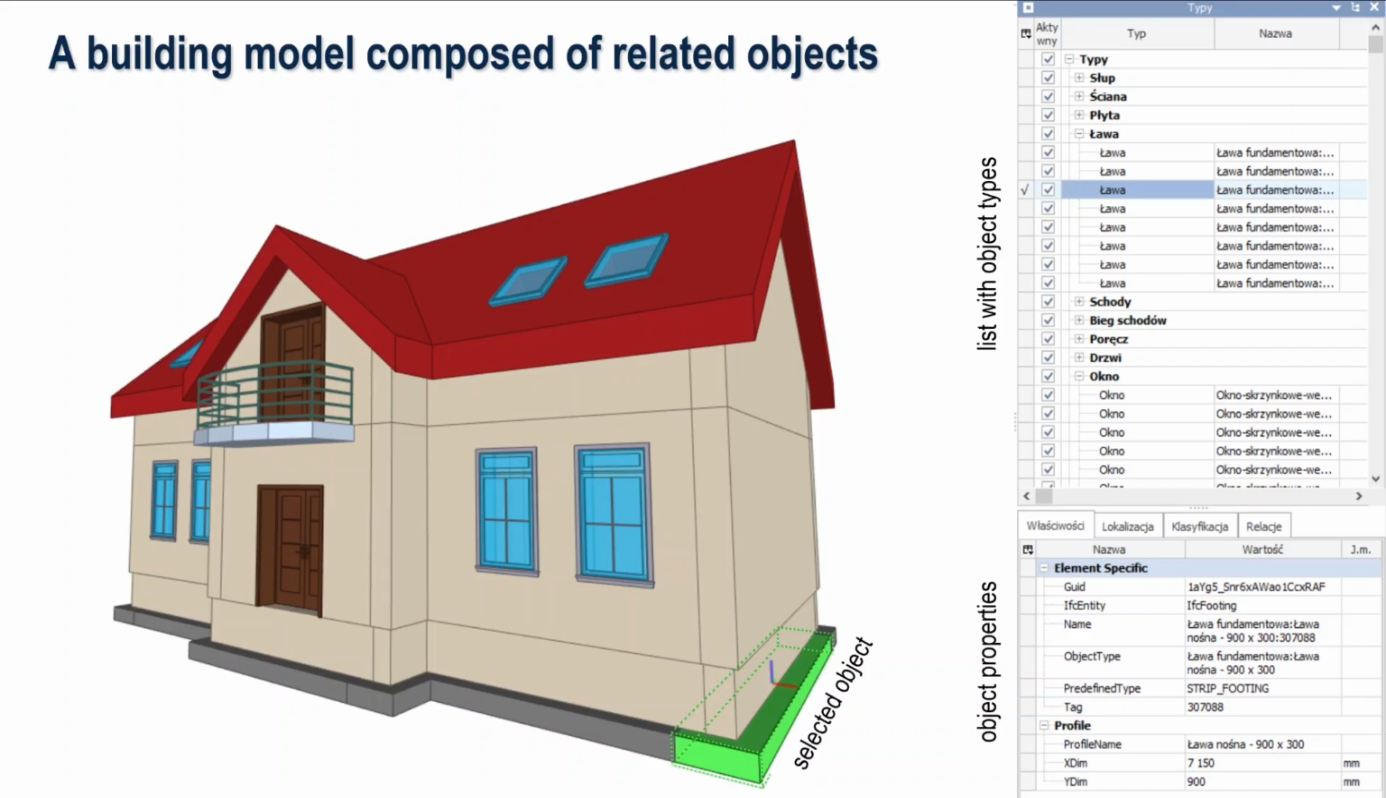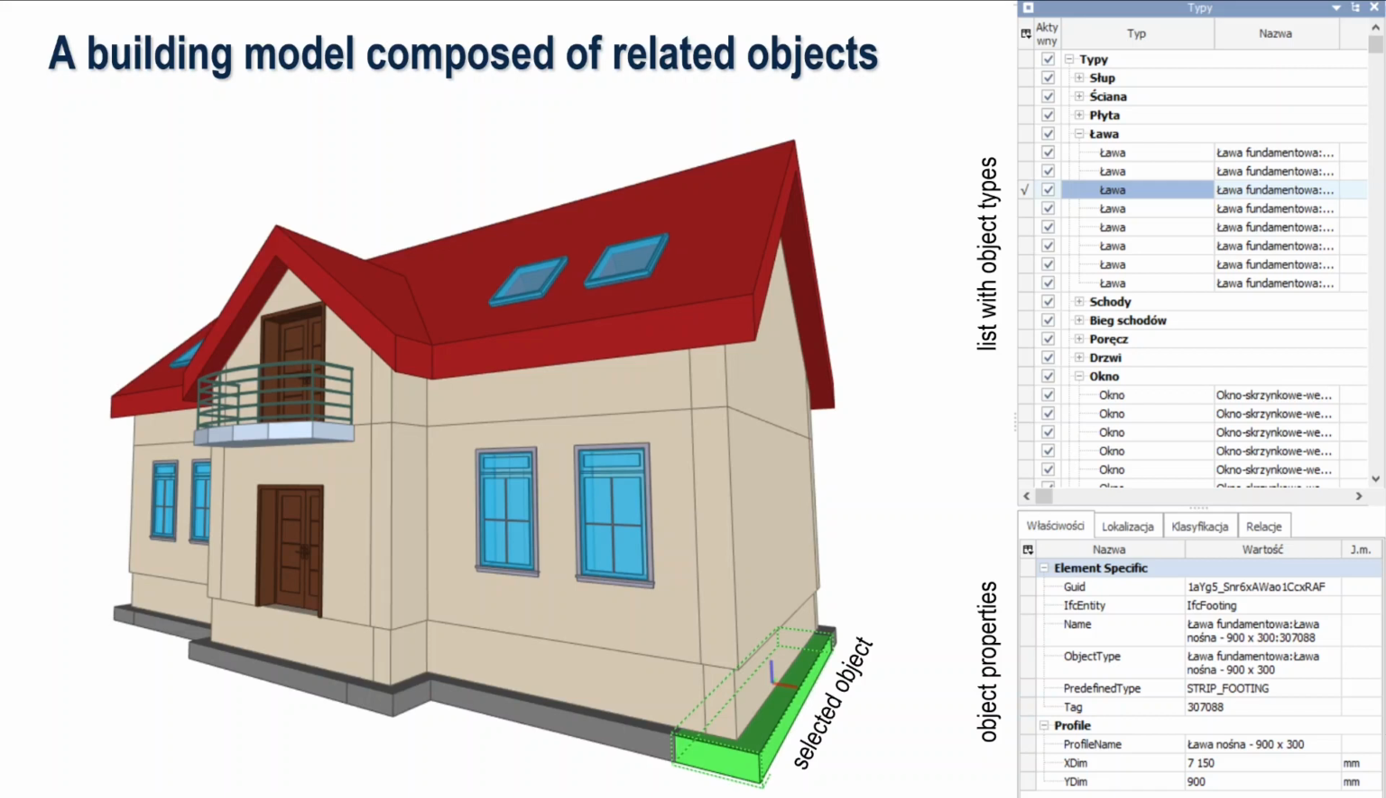In this way, a building model is created, which is actually a kind of database describing individual components and their relationships. Relationships are hierarchical and can be viewed and modified. Here we see a model of the building that you can create during the lab classes. On the right, I've shown a list of objects that make up this model. So we can see types such as columns, walls, slabs, benches, stairs, doors, windows, etc.